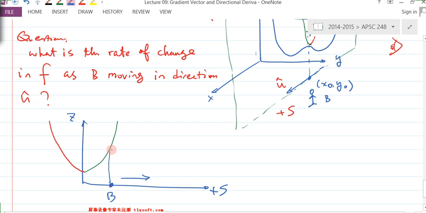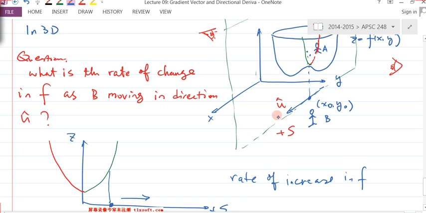You would expect a positive or negative derivative? Positive. You're going to get the directional derivative, which is a positive value. In other words, it's a rate of increase in f as you walk in u hat. So if you can understand this one now, this is basically the directional derivative.